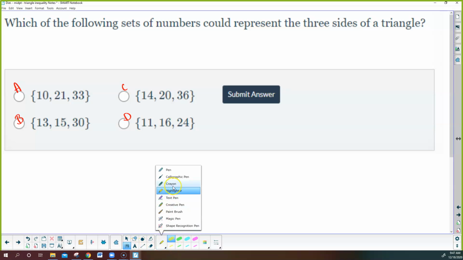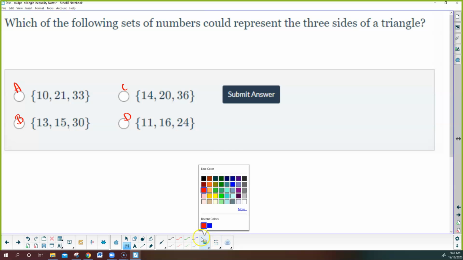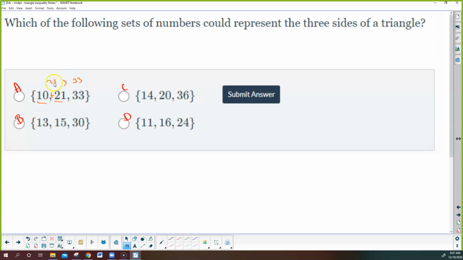All right, because this is multiple choice, we're really just looking for the one set that actually forms a triangle, but I would approach this as, well, right away, if I do 10 plus 21, that's 31, and 31 is not greater than 33, so that would be a false expression, so it can't be A. If I do 13 plus 15, it's 28, and 28 is not greater than 30, so it's not B. If I do 14 and 20, that's 34, and that is not greater than 36.